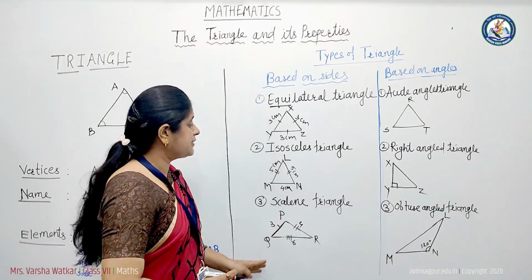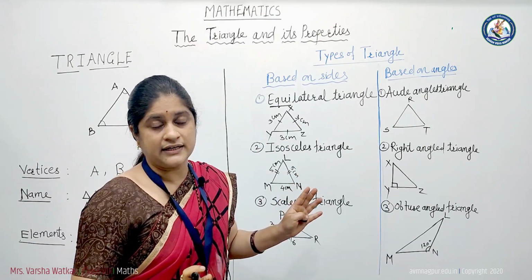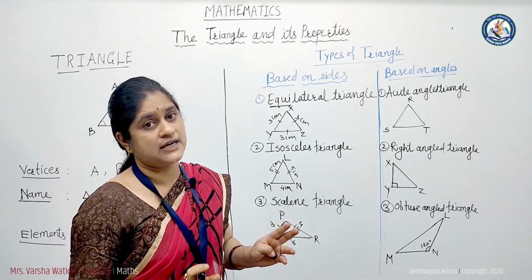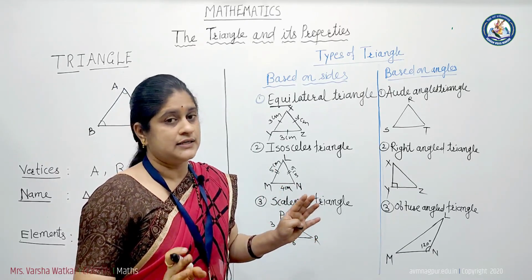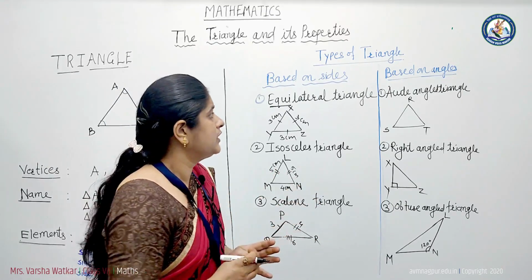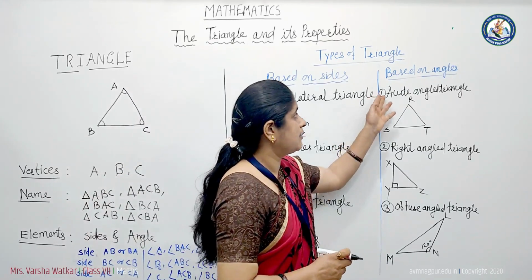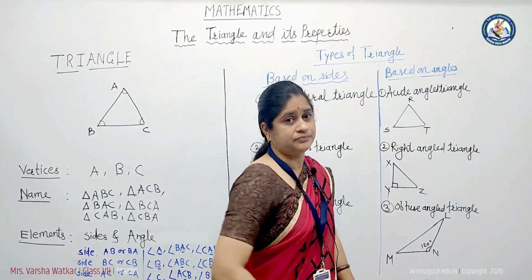These are the 3 types of triangle based on the sides. Equilateral triangle, all sides are equal. Isosceles triangle, 2 sides are equal. And scalene triangle, all sides are different. So all the sides are different and no 2 sides are equal. Now we will understand another 3 types of triangle based on the angle.